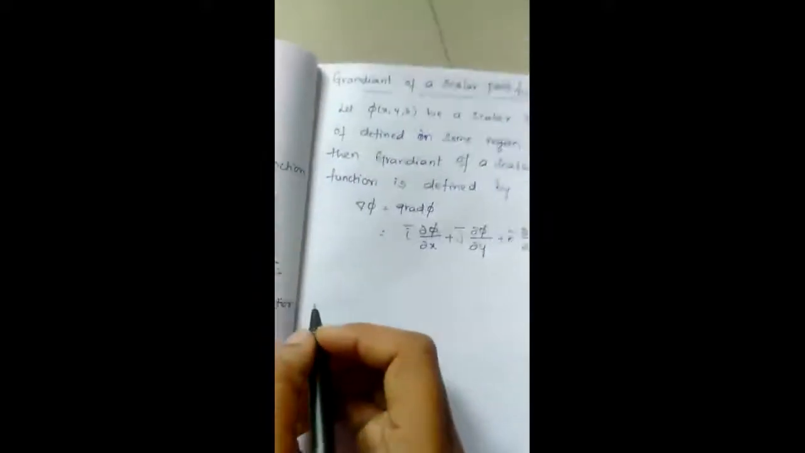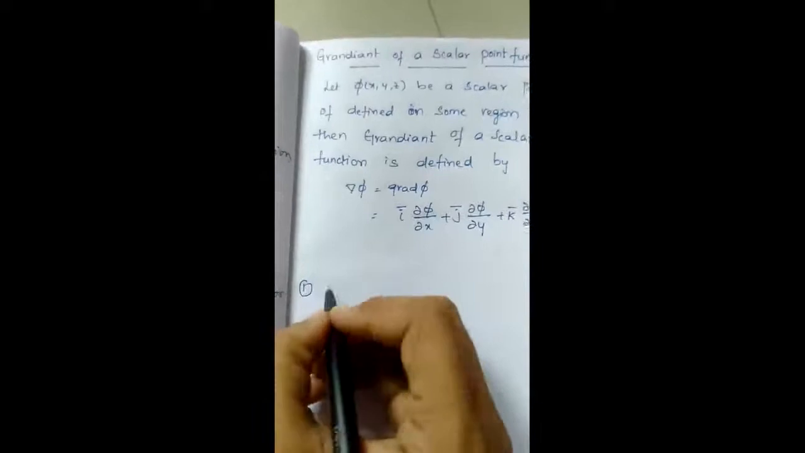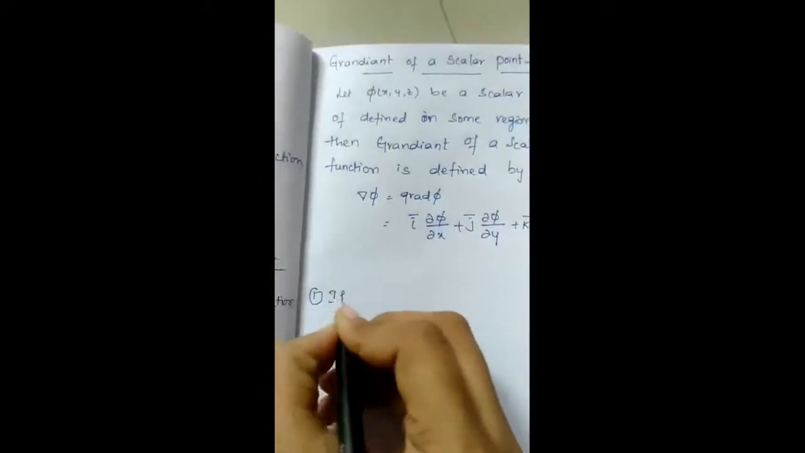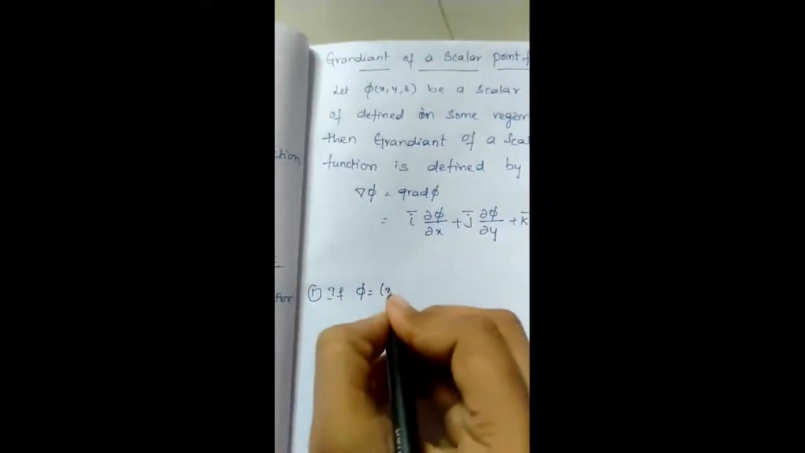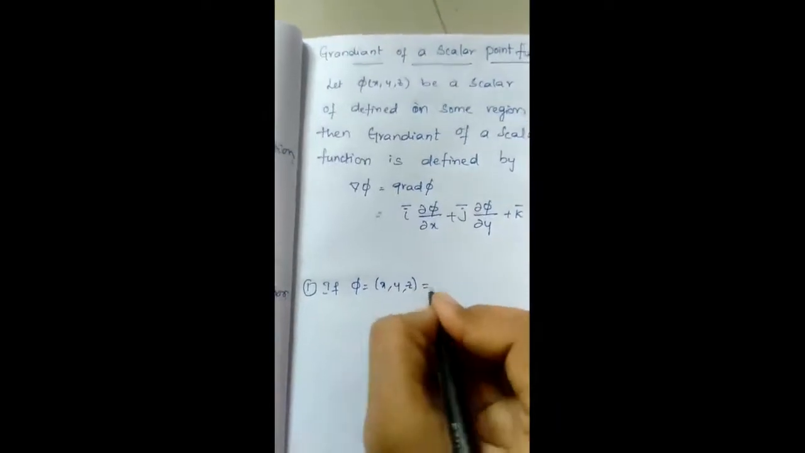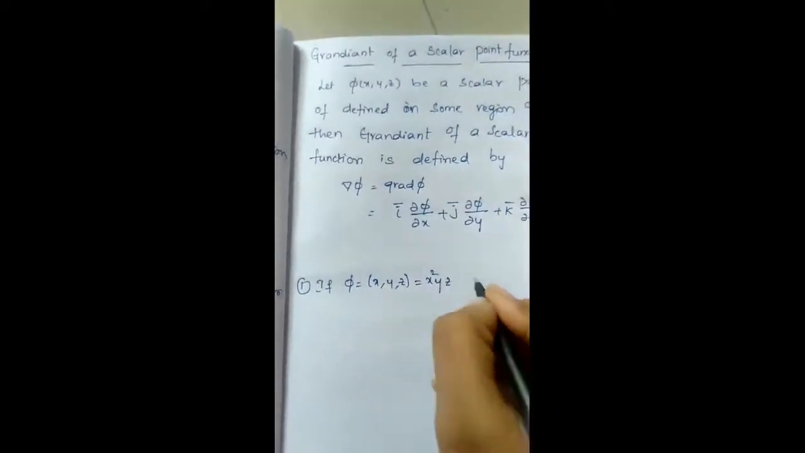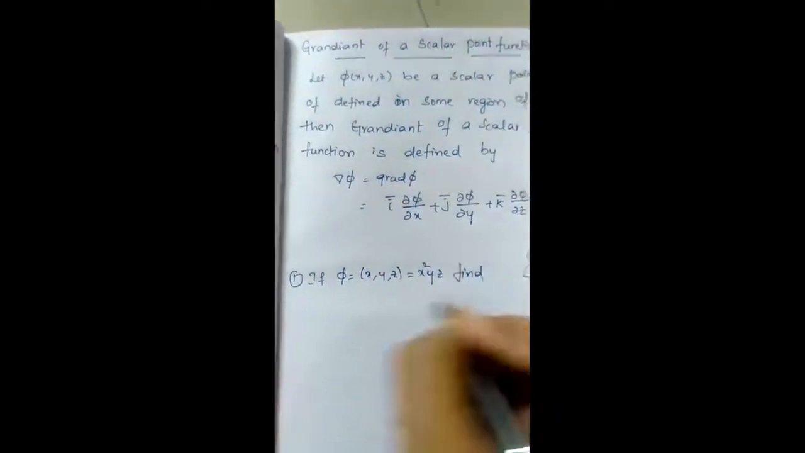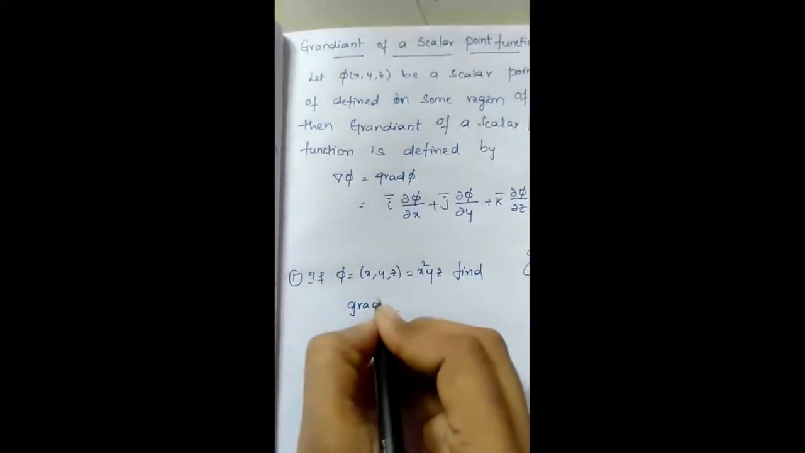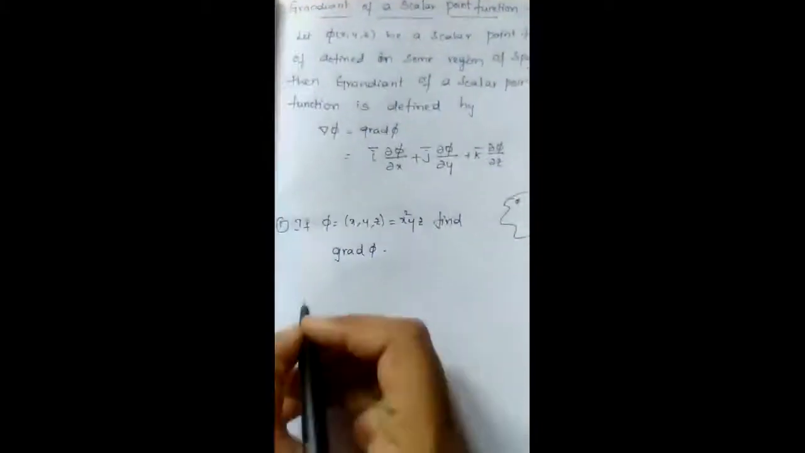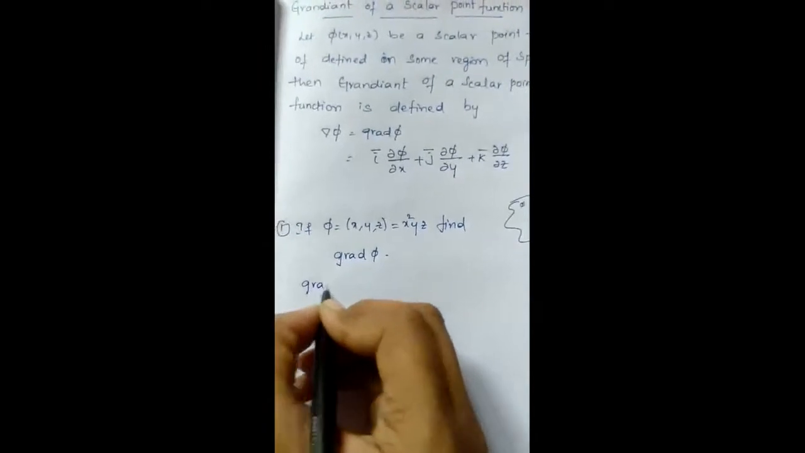So how do you do the problems? First they'll ask: if phi is a function of x, y, z, like x square y z, find grad phi. So what is grad phi? What is the formula?